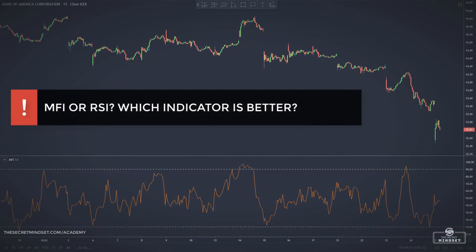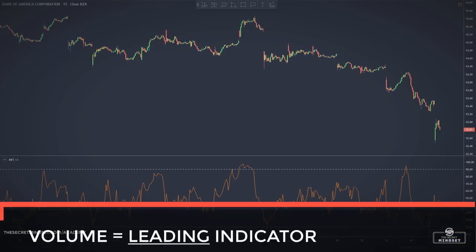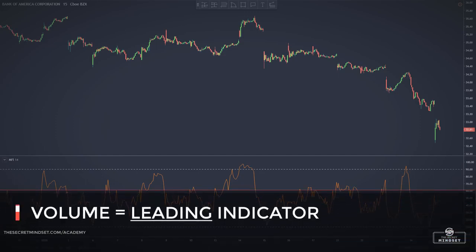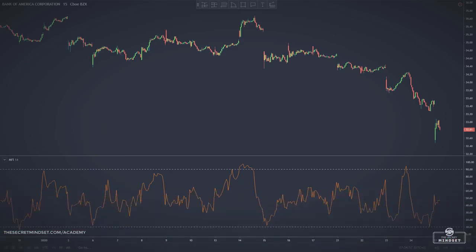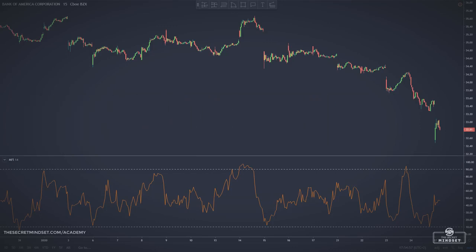The MFI and RSI are very closely related. The main difference is that the MFI incorporates volume, while the RSI doesn't. Traders relying mainly on volume analysis believe it's a leading indicator. Therefore, they also believe that the MFI will provide signals and warn of possible reversals in a more timely fashion than the RSI. One indicator is not better than the other. They are simply incorporating different elements and therefore providing signals at different times.